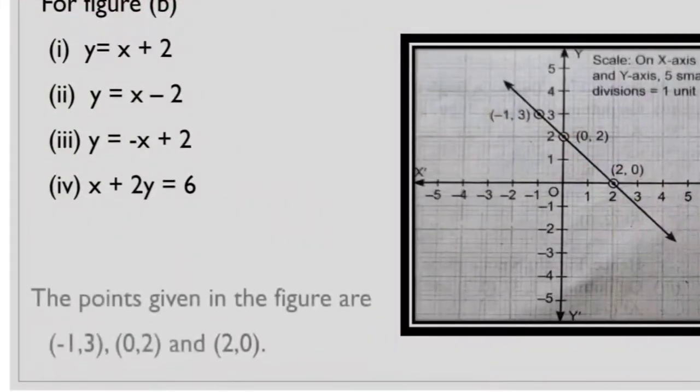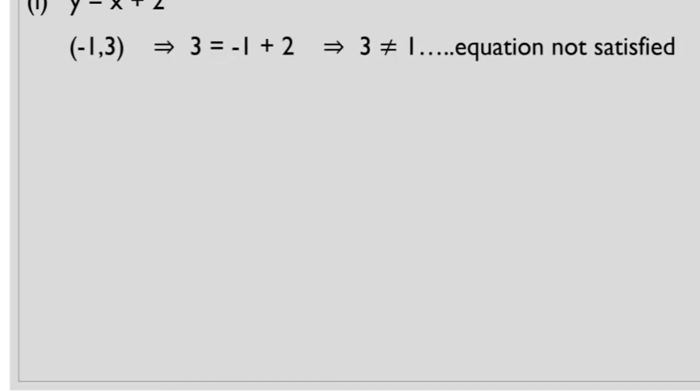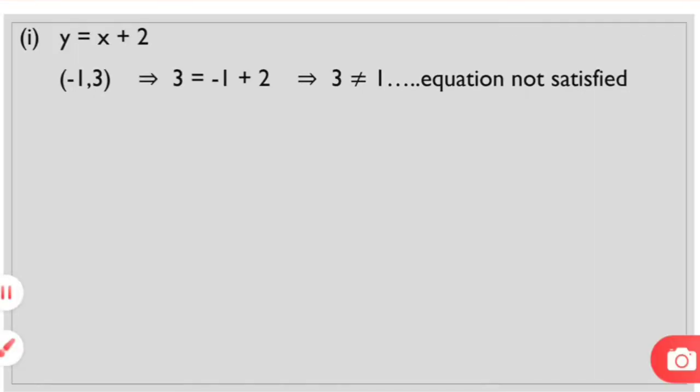So the points given in the figure are minus 1, 3, 0, 2 and 2, 0. So number 1 equation is y equal to x plus 2. Let's put the values and cross check whether the pairs are satisfying the given equation or not. So first pair, that is minus 1 and 3. When we put the values, y is given as 3. Here x value is minus 1 plus 2. That is 3 is not equal to minus 1. Hence, this pair does not satisfy the given equation.